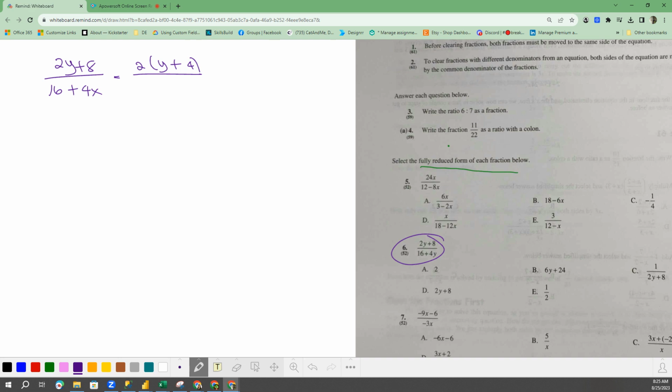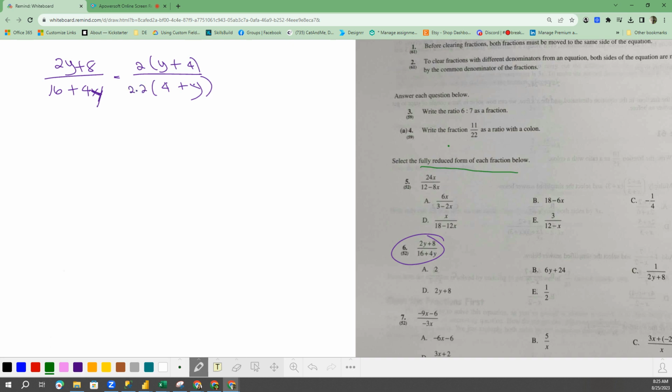The numerator is done. Do the same thing with the denominator. 16 and 4y, you can factor out 4. Then you will have 4. 16 divided by 4 is 4. 4y divided by 4 is y. Oh, okay, it's y. It should be y here. All right. Now remember that the 4 here can be factored out again as 2 times 2.